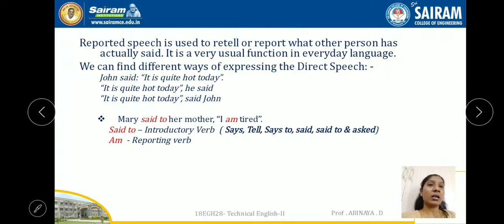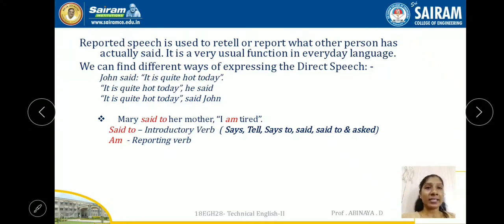So, in this statement, there are two verbs. See, John said, "It is quite hot today." Said is one verb, and is is another verb which is within the quotation. Here, said is the introductory verb, which means the main verb which is doing the function, and is is the reporting verb.